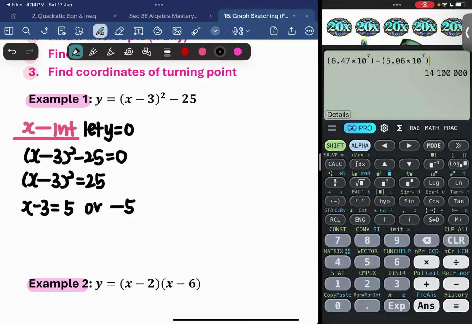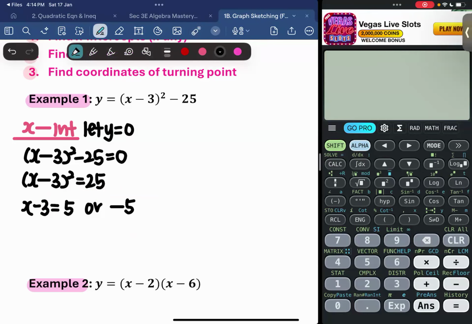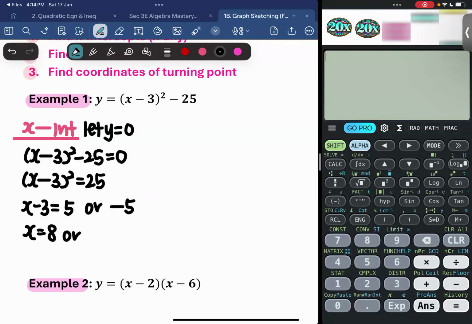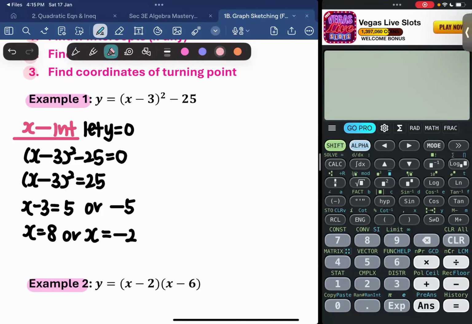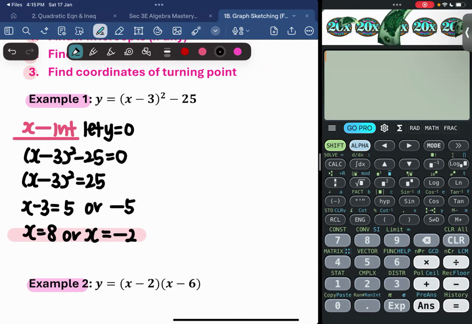Don't be shocked if there are instances where, when you square root, it's not a perfect square, it's not a nice number, so you get decimals. It's fine, no problem. This one I purposely chose a nice number so we can see clearly. So x is equal to 8, x is equal to negative 2. These are my x-intercepts. Knowing my x-intercepts allows me to see where my graph is intersecting the x-axis. It's more to the right because 8 is way bigger, so you can do a quick visualization later.